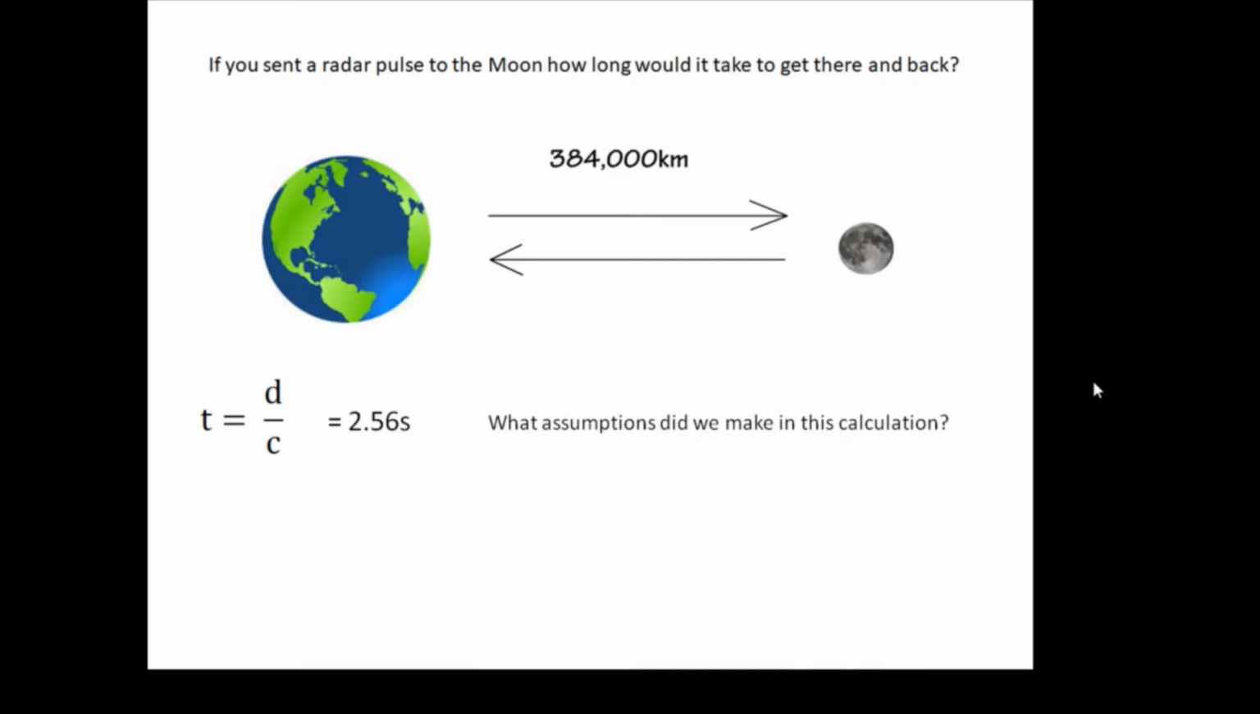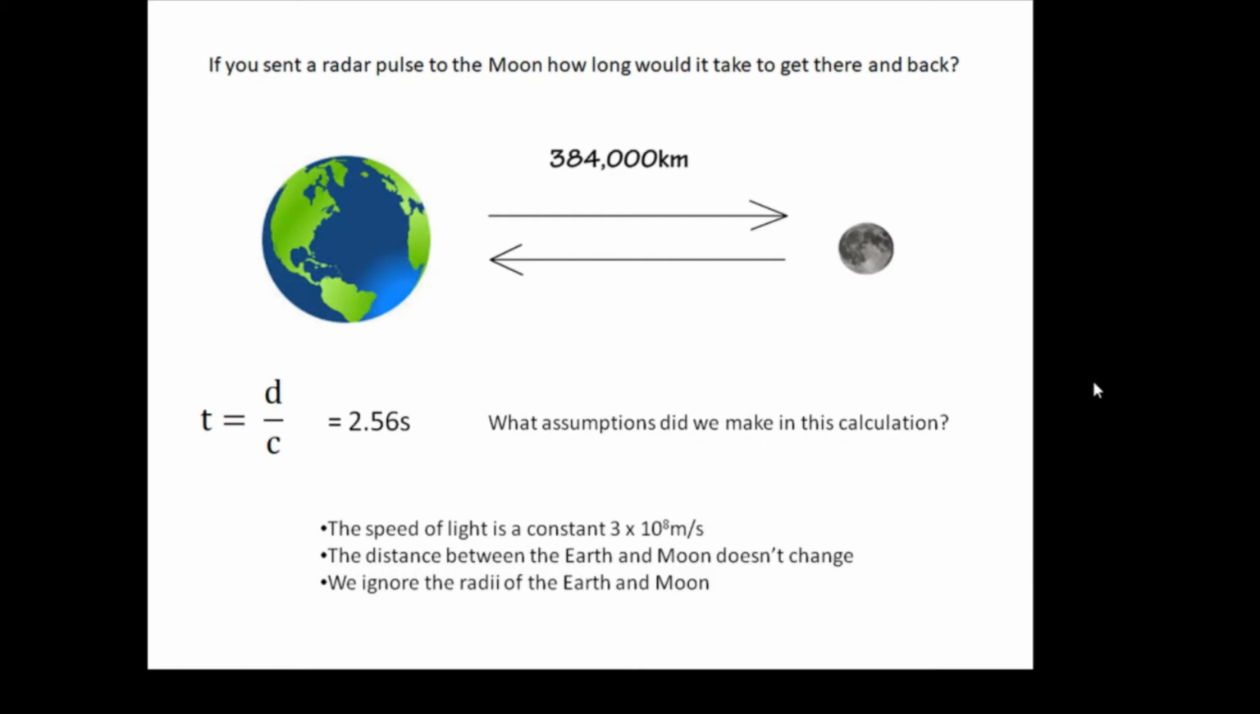You should learn a few assumptions. What assumptions did we make in this calculation? We assume that the speed of light is a constant 3 times 10 to the 8 meters per second. We assume that the distance between the Earth and the moon doesn't change in the time that we take the measurement, and we ignore the radii of the Earth and the moon.